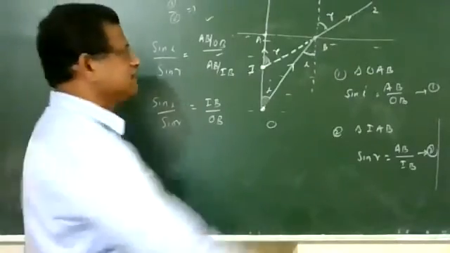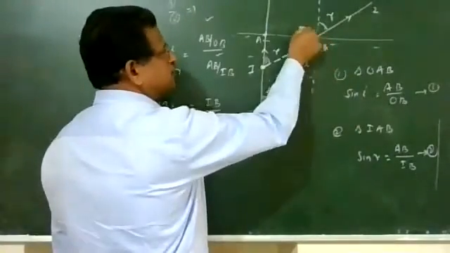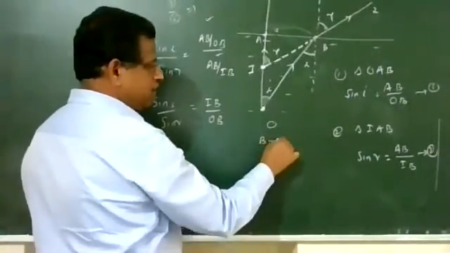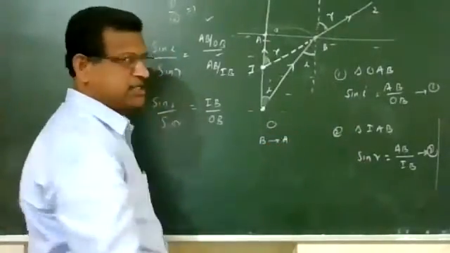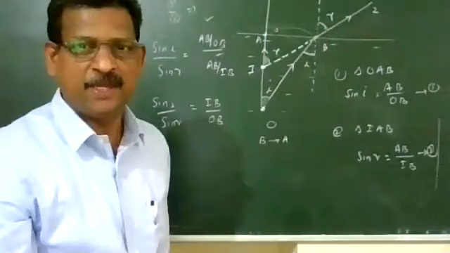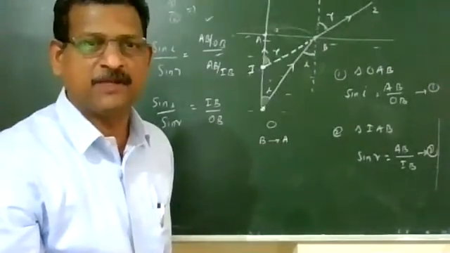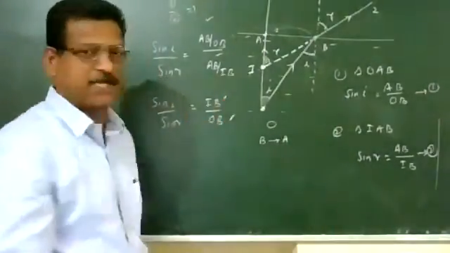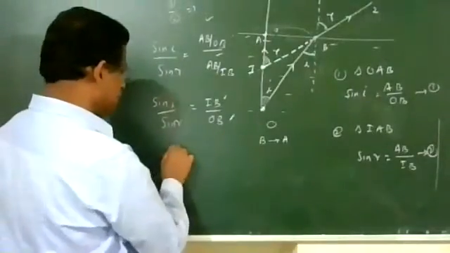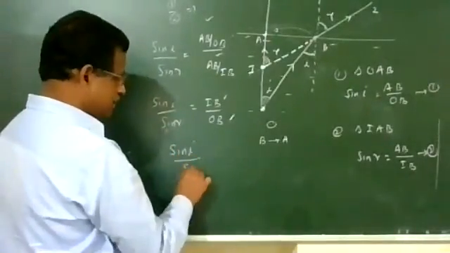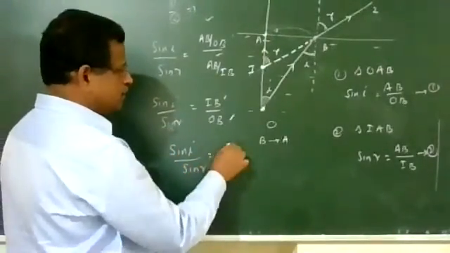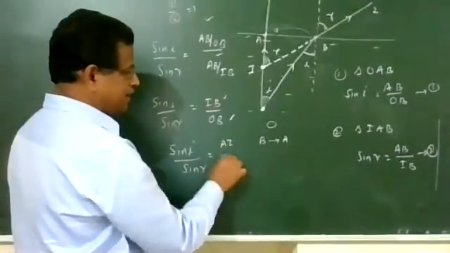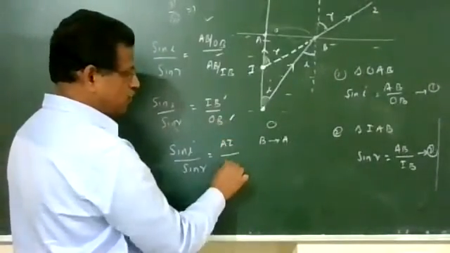Next point is, usually the point B is very close to the point A. So instead of taking the measurement from B, we can write it from A. There will be no problem. So here, instead of B, I am replacing it with A. So sin I by sin R is equal to AI divided by AO. I am writing that.